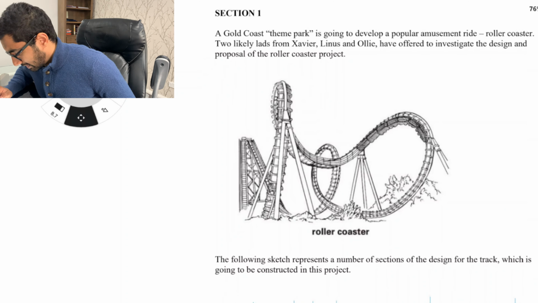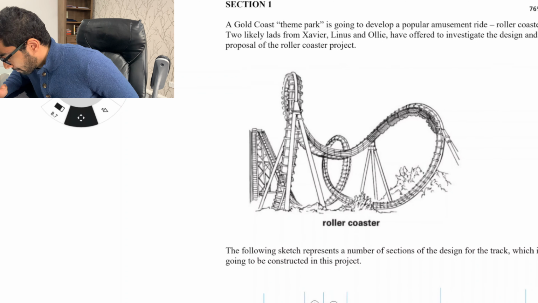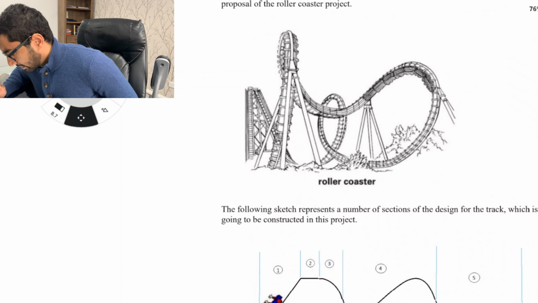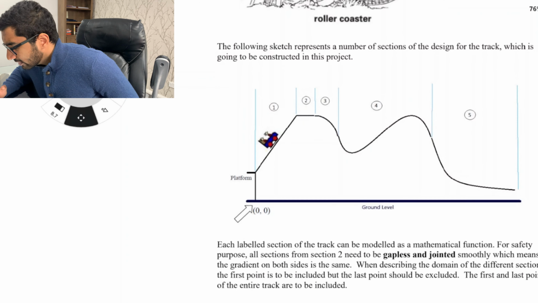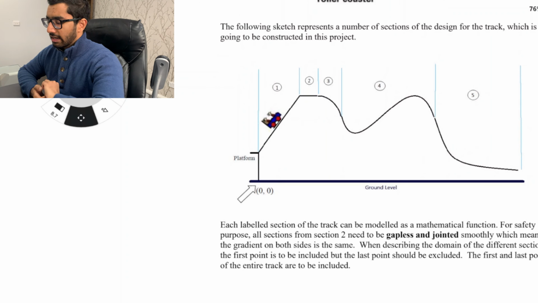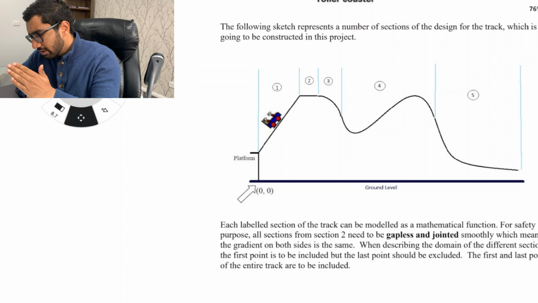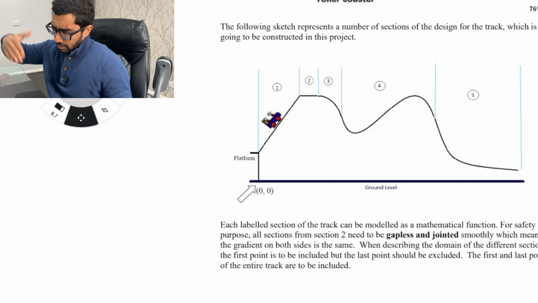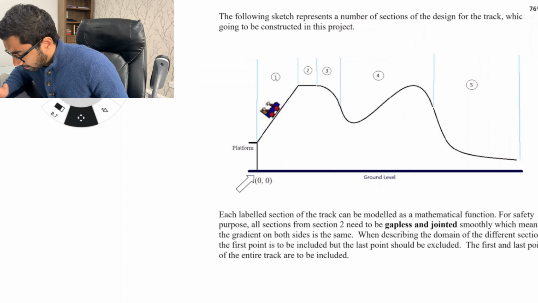Shout out to VCE Rocks for this. As you can see here, we have a theme park, and they're investigating the design of a roller coaster. Cool. We have a sketch here which shows different sections of the track. All I'm paying attention to here is that we have a linear section to begin with, then it's horizontal, and then we have a bunch of curves, but we'll figure that out as time progresses, okay?